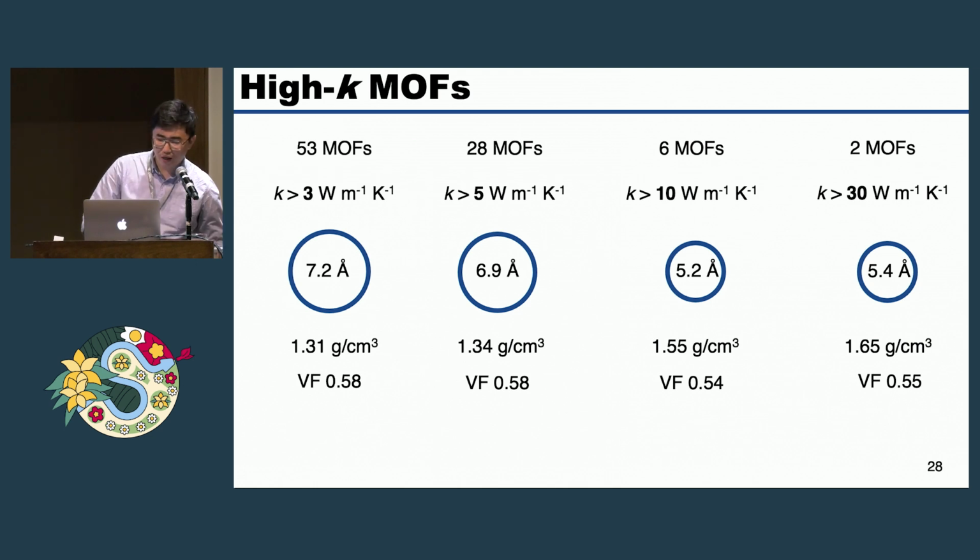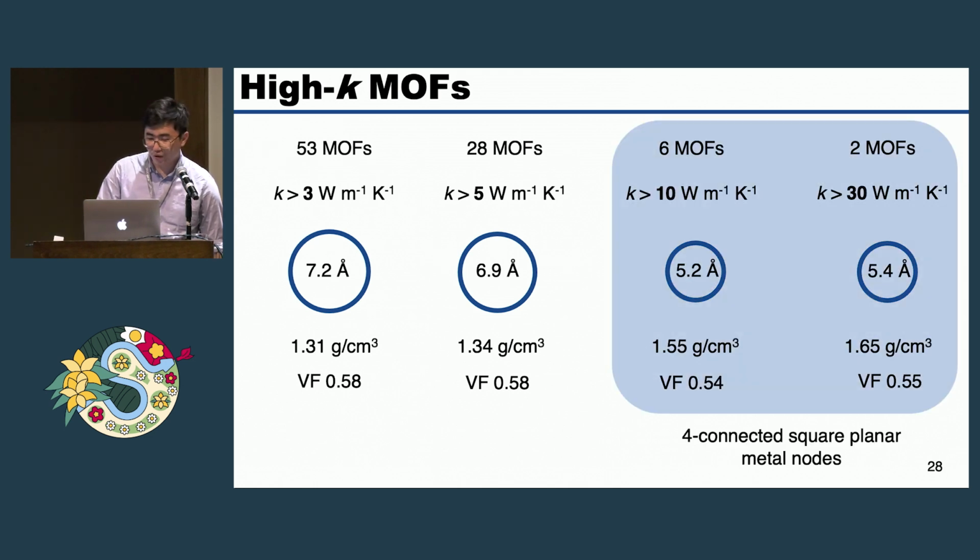So now let's focus on high thermal conductivity, which is more relevant and more important. Again, we found a couple of MOFs with high thermal conductivities, and I also show the average pore sizes, densities, and void fractions. They all have small pores and high densities, but we cannot tell the difference for these ultra high thermal conductivity MOFs by just looking at pore sizes, densities, and void fractions. They are very similar. So it turned out that there must be something else different for these 6 MOFs, right?